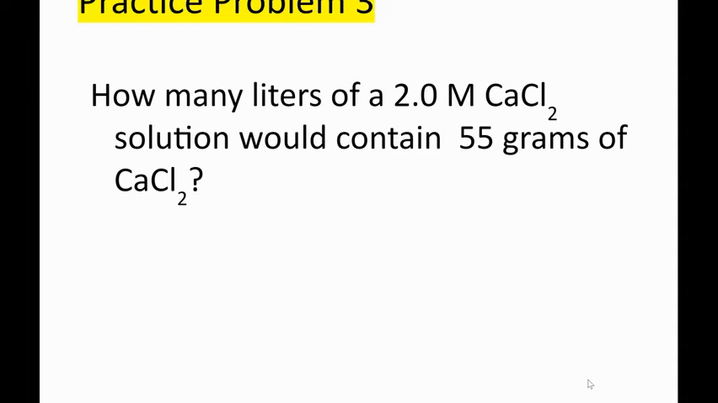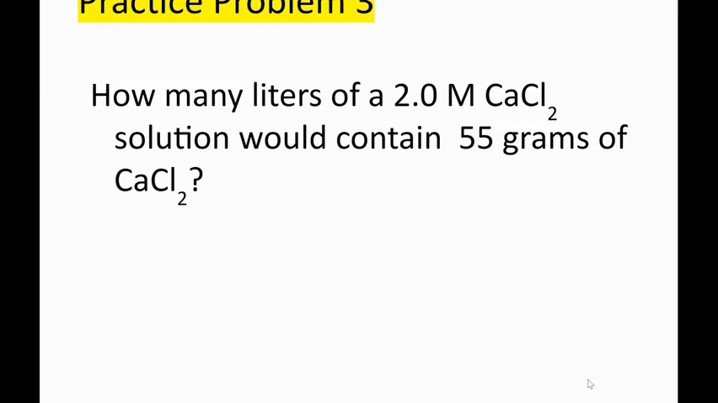All right, take a second and write down the third practice problem, and why don't you try it yourself? Let's see how you do. How many liters of a 2-molar calcium chloride solution would contain 55 grams of CaCl2, or calcium chloride? Start by identifying your givens.